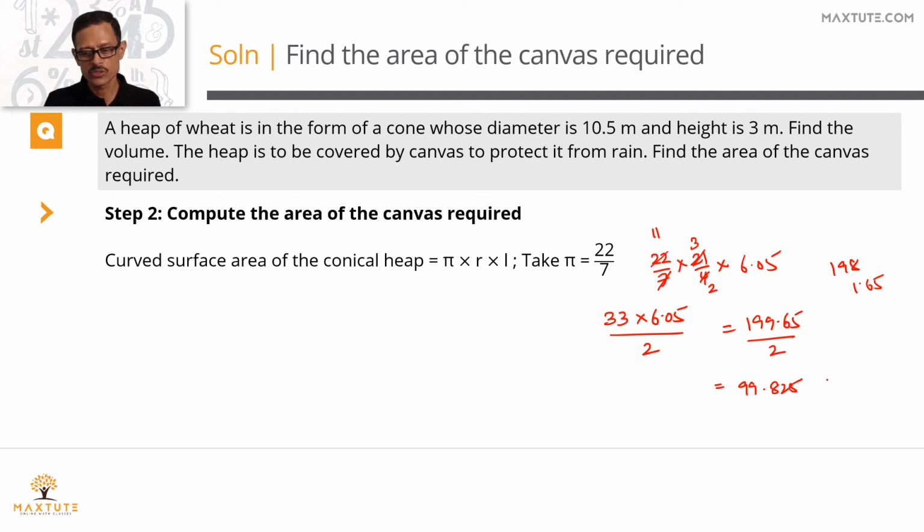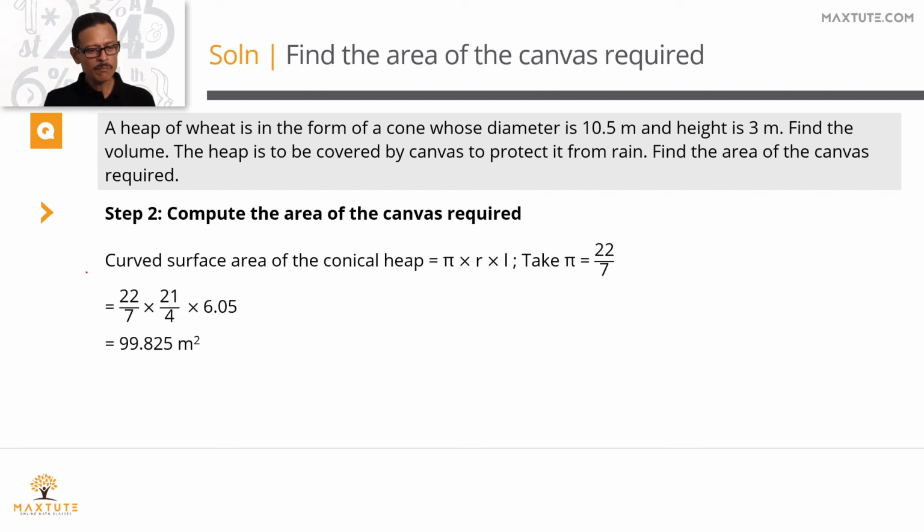All units we have used have been in meters. We are computing area. So the area unit for this measurement is meter square. Quickly sum it up in a printed form. Plugged in the value of r to be 21 by 4 and l to be 6.05. The answer is 99.825 meter square.